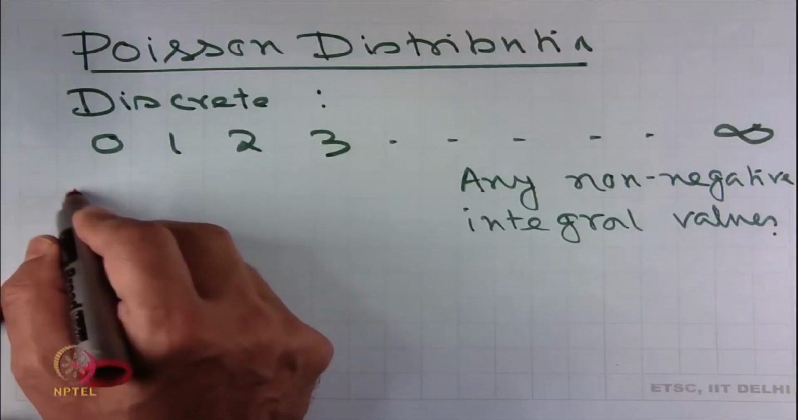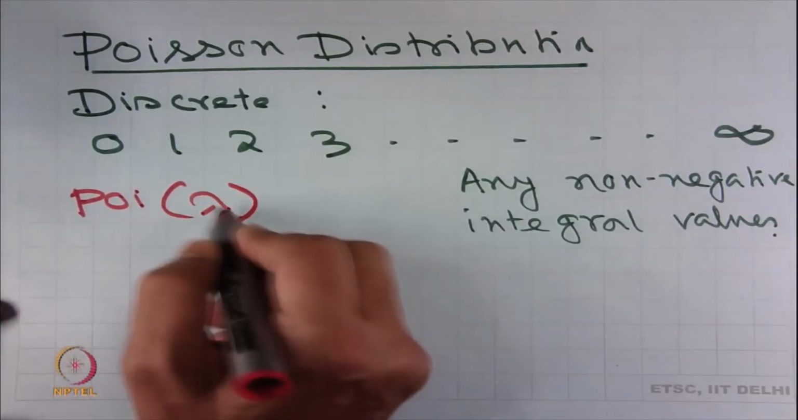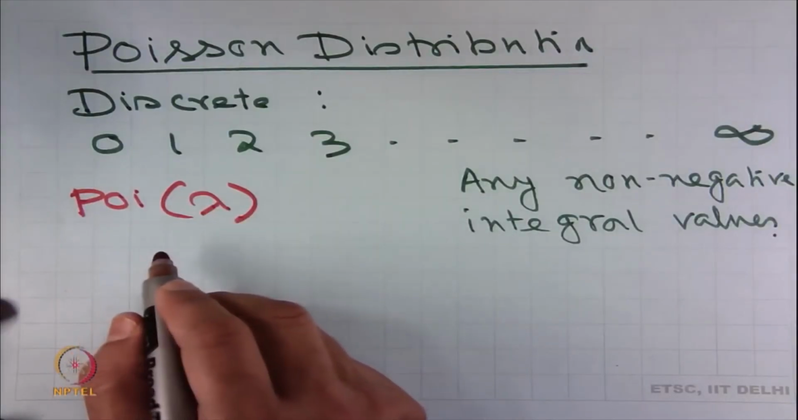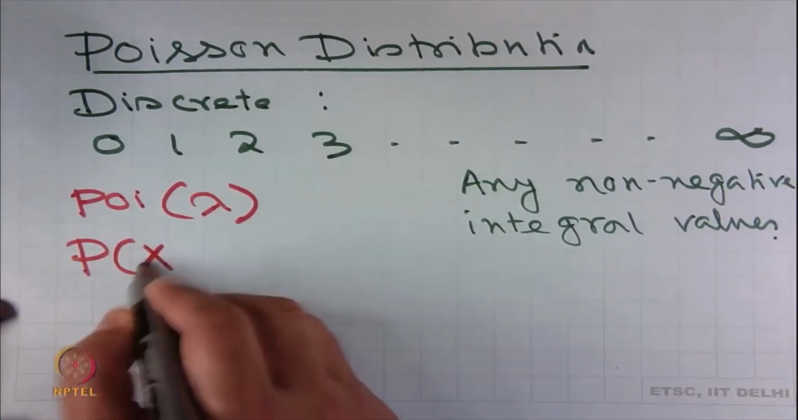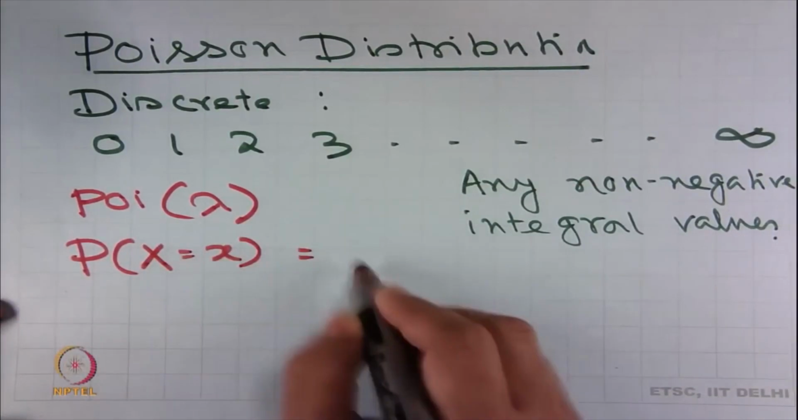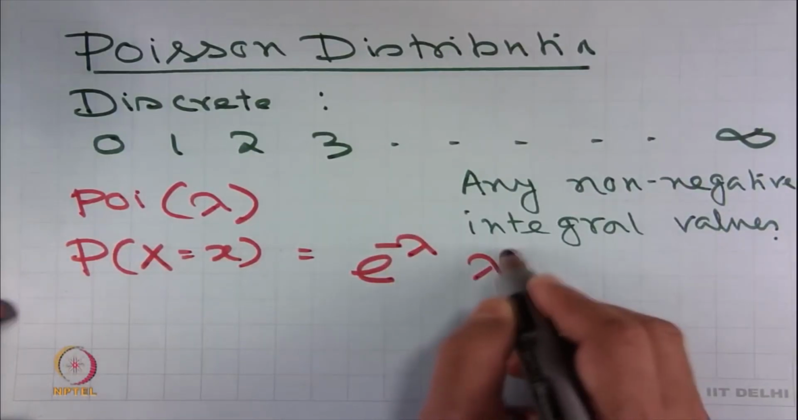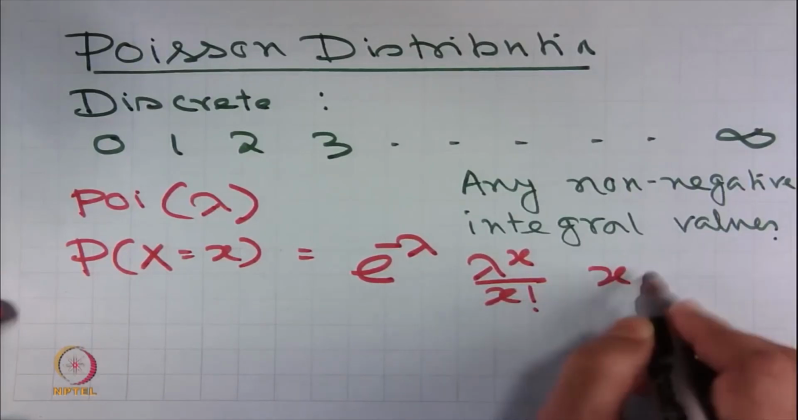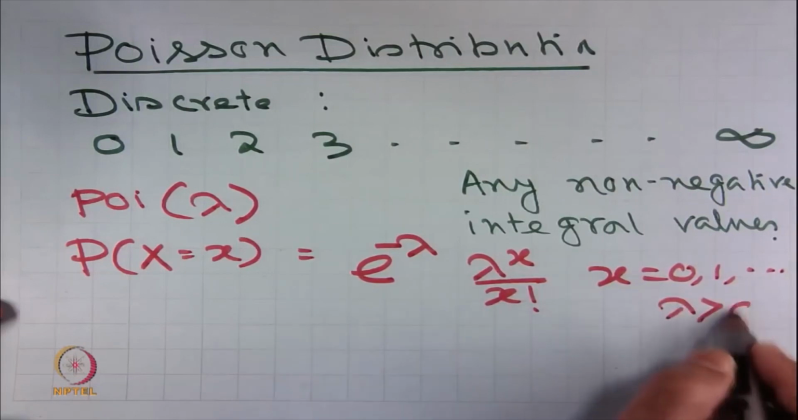random variable. It should have one parameter lambda. If we know the lambda, then we should be able to know everything about the distribution. Probability x is equal to x is equal to e to the power minus lambda, lambda power x upon factorial x, for x equal to 0, 1, etc., lambda greater than 0.